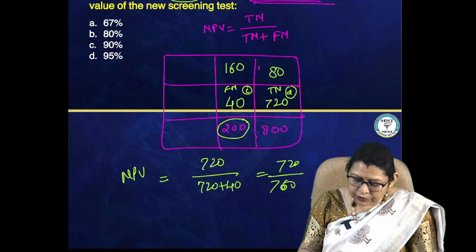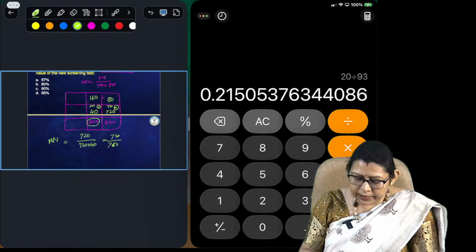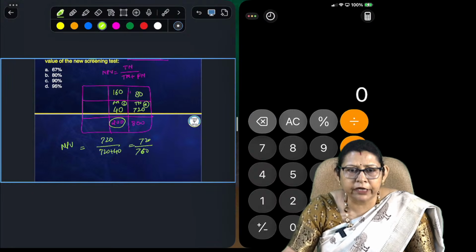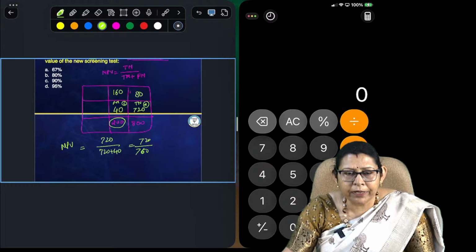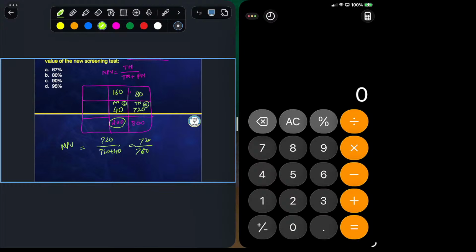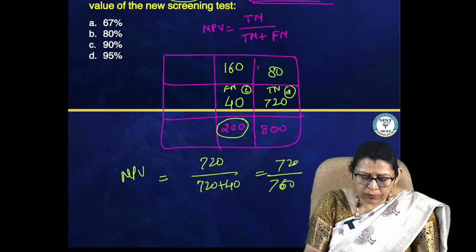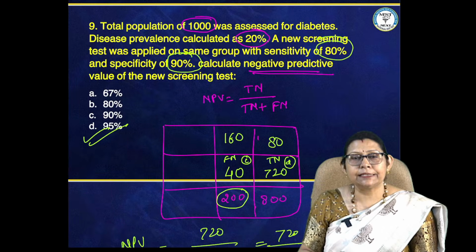Okay, 720 upon 760, and here I'll be using the calculator because it might be a little difficult. I'm just switching off my camera for a few seconds. So it is your 720 divided by 760 and your answer is 94.947, or we can say it is 95%. So the correct answer for this is 95%.